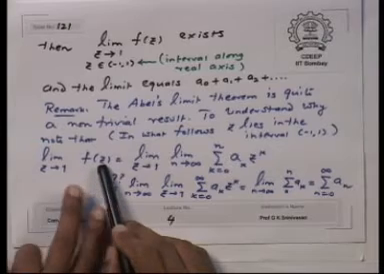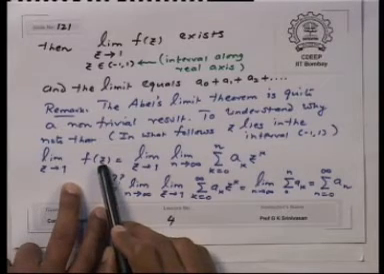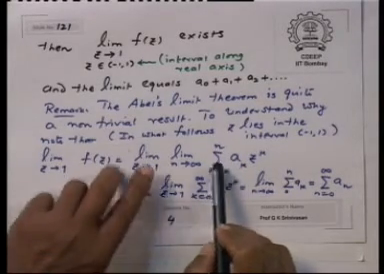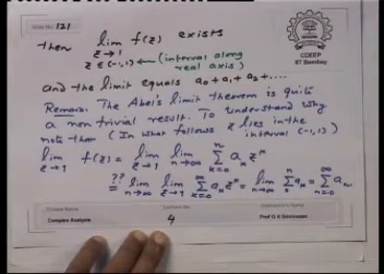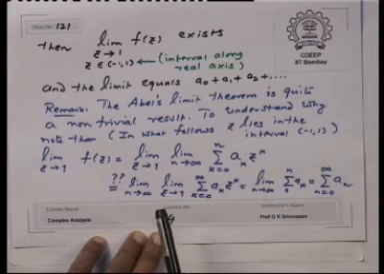Then the limit of f of z as z tends to 1 exists. Remember, 1 is on the boundary of the disk of convergence. The limit of f of z as z tends to 1 exists and equals a0 plus a1 plus a2 plus a3 etc. Why is this so important? The reason is very simple. Suppose I take the limit of f of z as z tends to 1. Suppose I try to do this. What is f of z? f of z is summation a n z to the power n from 0 to infinity.